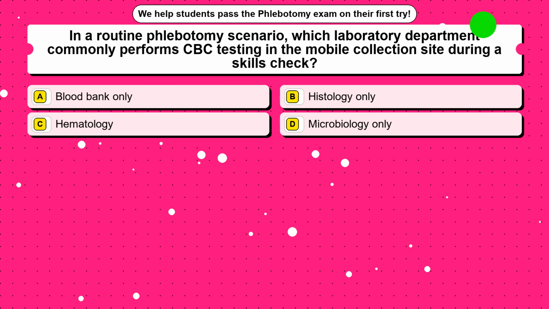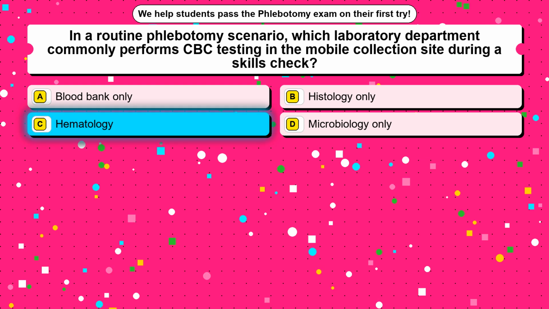Question 99. In a routine phlebotomy scenario, which laboratory department commonly performs CBC testing in the mobile collection site during a skills check? Option A. Blood bank only. Option B. Histology only. Option C. Hematology. Option D. Microbiology only. The correct answer is option C.